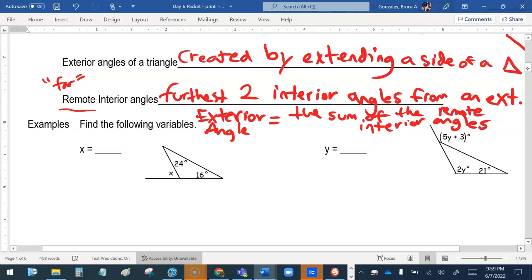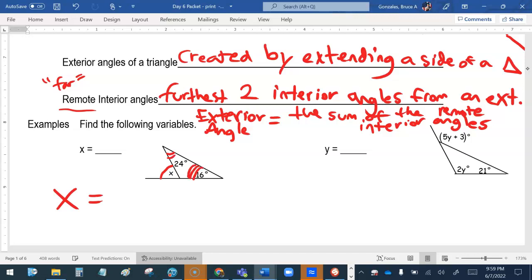So here's what I mean. Example on the left. What is the exterior angle? It's x. So go and put x equals, and what are the remote interior? What are the two angles on the inside farthest away? Well, you have 24, and then you have 16. So all you gotta do is add those up. 24 plus 16. The outside equals the two furthest away on the inside added together, which is gonna be 40 degrees. So that's a simple one.